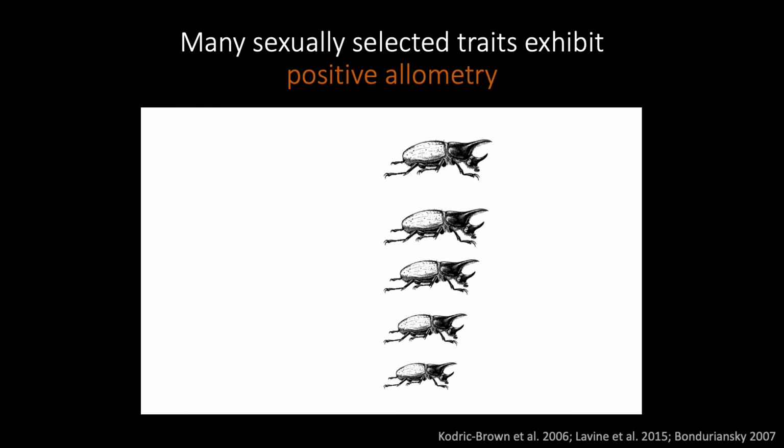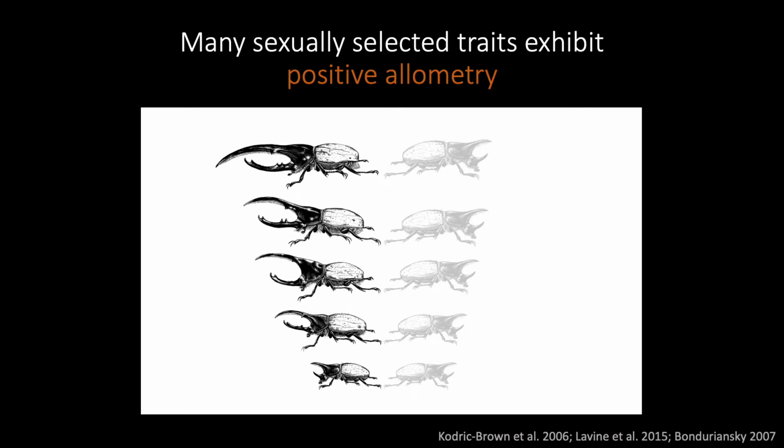This is what a male Hercules beetle would look like if its horns scaled in direct proportion to body size as it got larger. In this case, a large individual is simply a scaled-up version of a small one. But this is not what we see in nature. Instead, this is what we see. As animals get larger, sexually selected traits often get disproportionately larger. This highlights the conceptual question: how and why can large individuals invest disproportionately more in these structures compared to small ones?